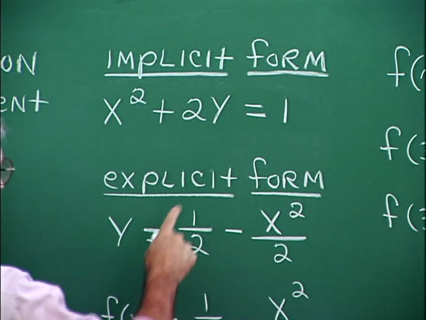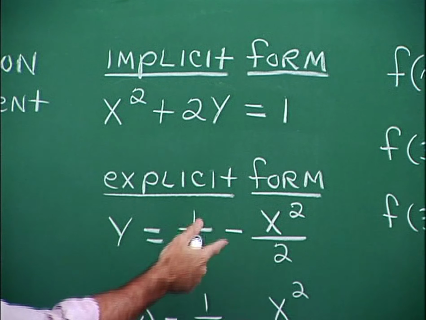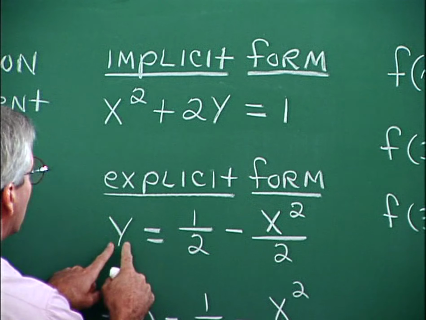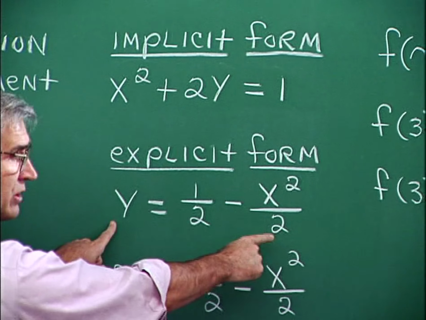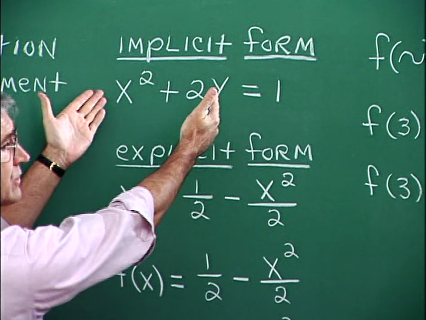Now, this is called the explicit form. We are explicitly showing, actually we're showing y as a function of x here. This is called an implicit form.